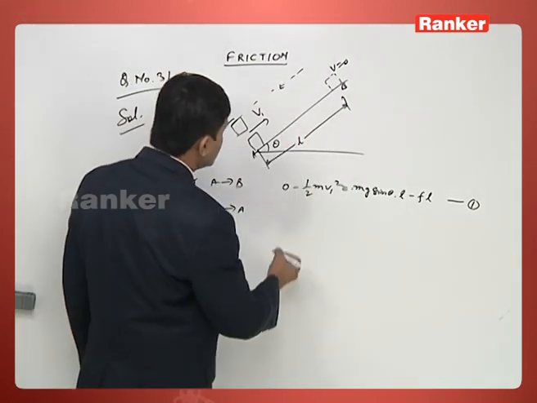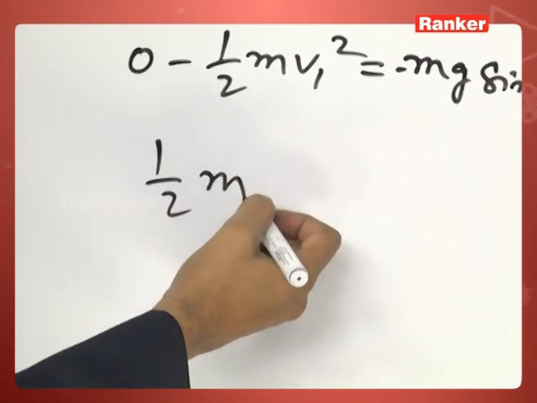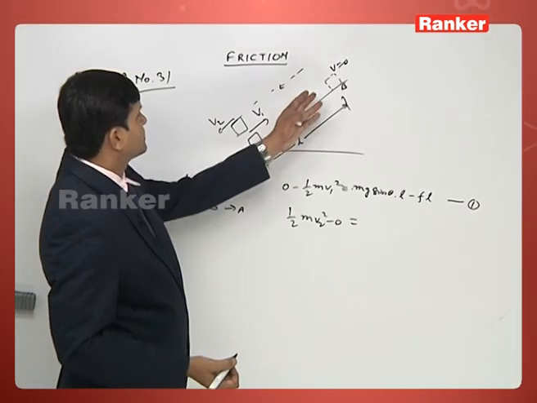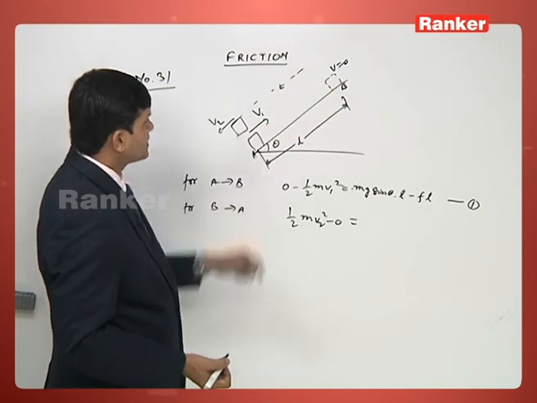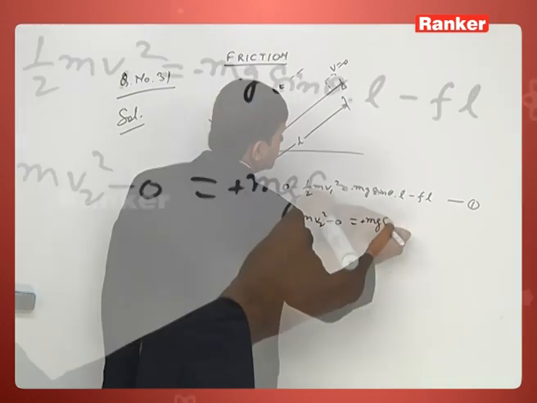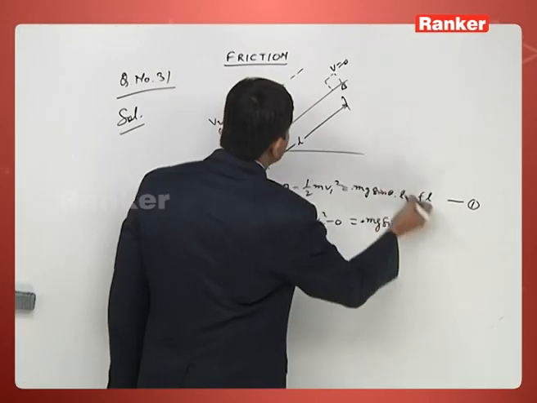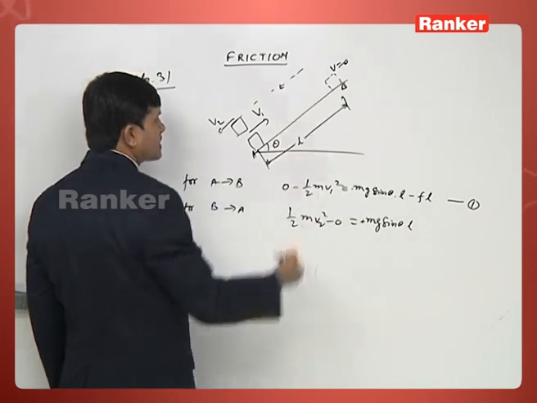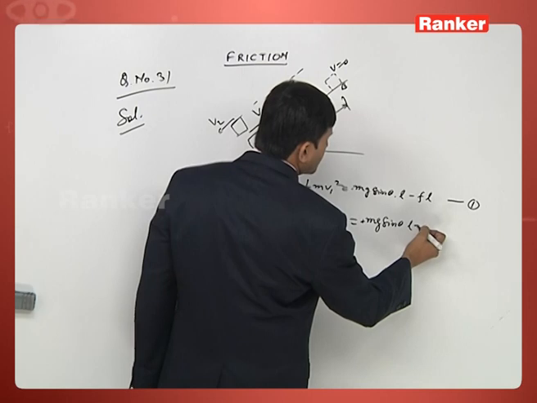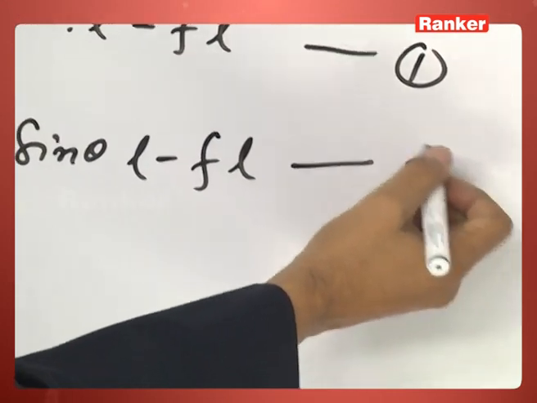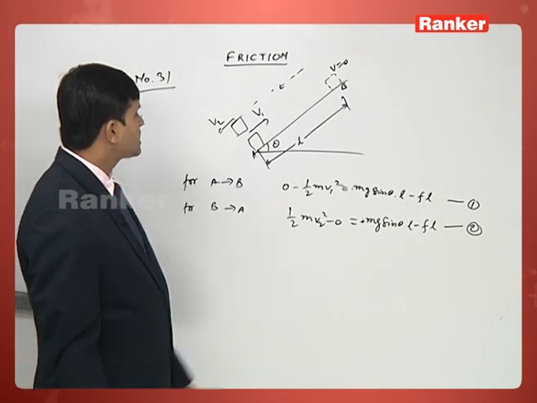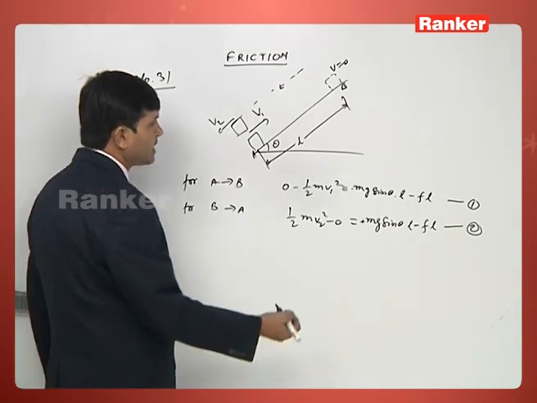here velocity 0, the change in kinetic energy is half m v2 square minus 0. Here motion is in that direction, so minus is not taken here because mg sin theta and the direction of motion are the same, but right now friction is again in the same direction here, so minus F into L. This is your second equation, and now these two we can simplify.